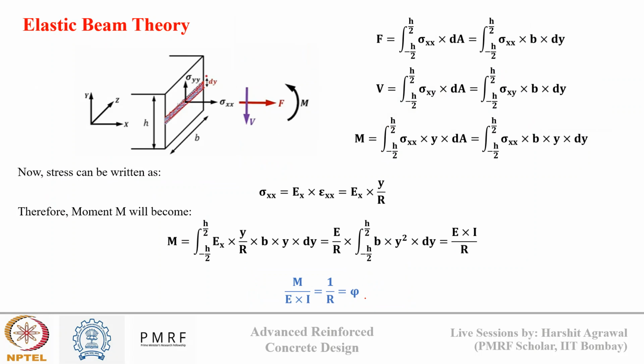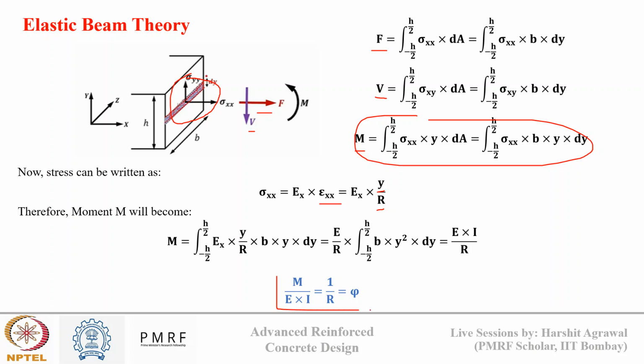Similarly, we found the moment of resistance and its relation with curvature. So for a particular cross section, we estimated the total force in x direction and in y direction, and we wrote the moment equation also. Okay. Then using the previous relationship of strain, distance from neutral axis and curvature, we simplified this moment relationship to the final relationship, which was M upon EI is equal to 1 by R, which is equal to the curvature. Okay.